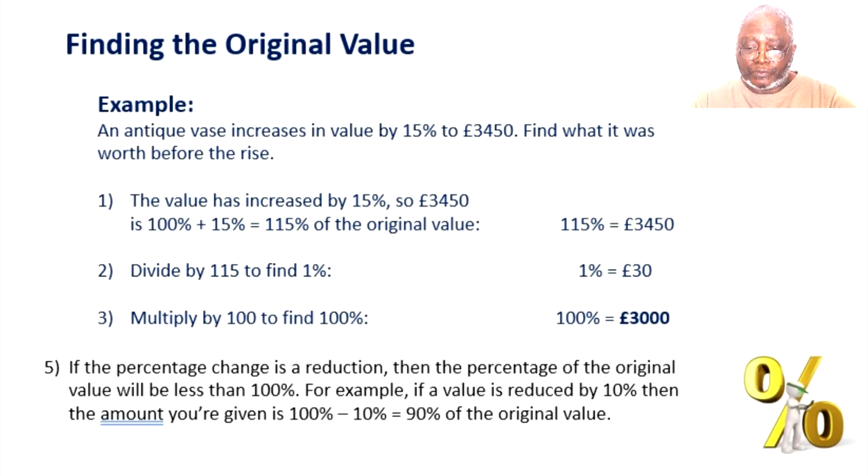So 115% is equal to 3,450. So what is 100%? That is what this question is about. So divide by 115 to find 1%, which is £30. And then what do we do? Multiply by 100 to find 100%. So £30 times 100 is £3,000.